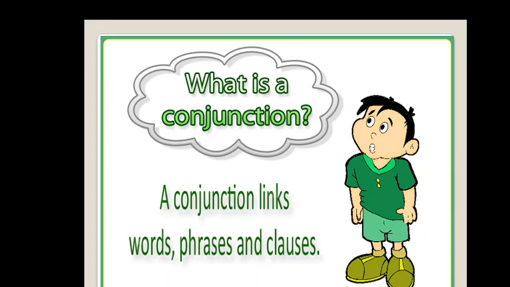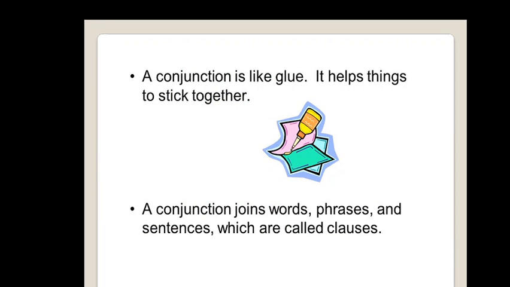What is a conjunction? A conjunction links words, phrases and clauses. A conjunction is like glue. It helps things to stick together. Children, we all know glue, isn't it? Why do you use glue? We use glue to stick or to join the things together. The same way in English grammar we use conjunctions.